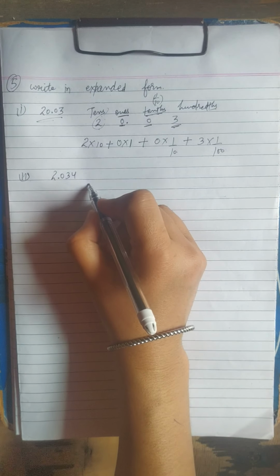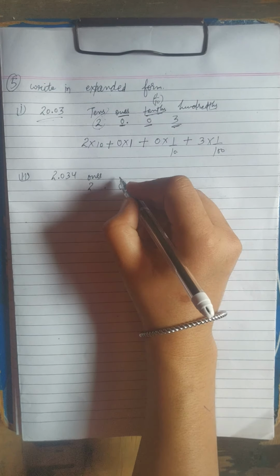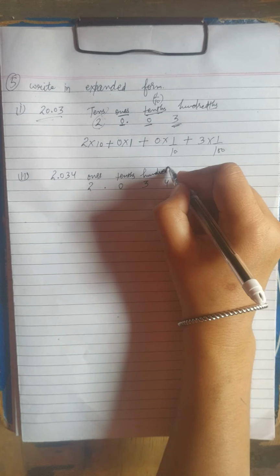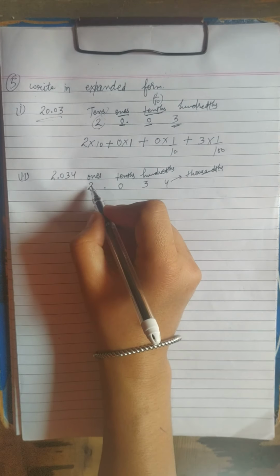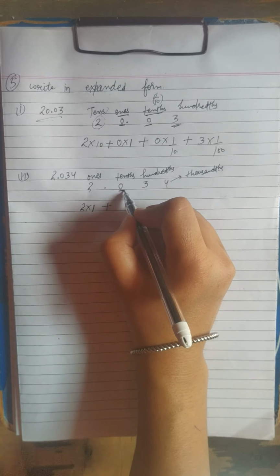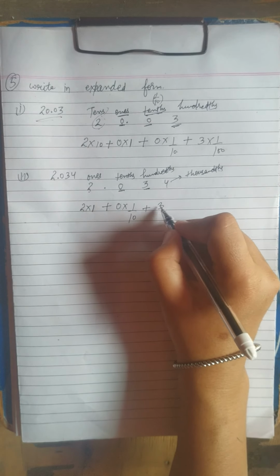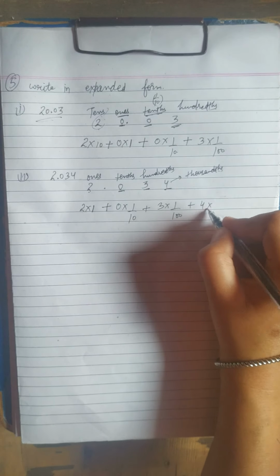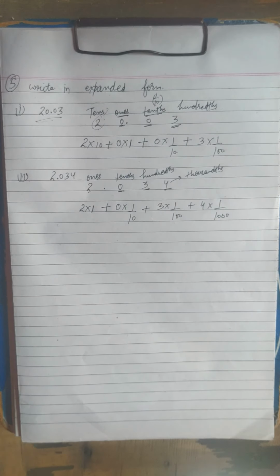Our next part is there 2.034. Okay, so firstly we will write here the places. Here it is ones. Okay, here it is tenths, hundredth, this is thousandth. Okay, so now see, this is on ones place, so that means we will write here 2 multiply 1, plus this is on tenths place, so we will write here 0 multiply 1 by 10. Okay, this is on 100th place, so that means we will write 3 multiply 1 by 100. Okay, this is on 1000th place, so we will write here 4 multiply 1 by 1000. Okay, so like this only you can complete part number 5.